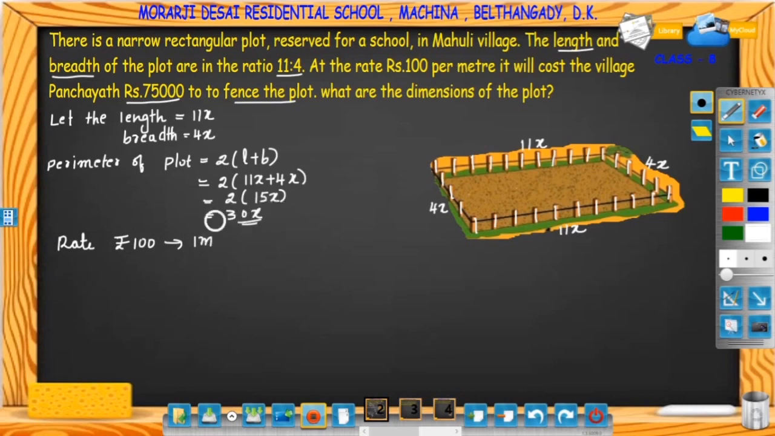Now the length of the sides, that is the perimeter of the plot, is 30x. So for 30x, the cost is 30x into 100 and they have given the cost. How much? 75,000. 30x into 100 is the cost of fencing the plot, that is given, that is 75,000. So 30x into 100 is 3,000x, equal to 75,000. x is equal to 75,000 by 3,000.